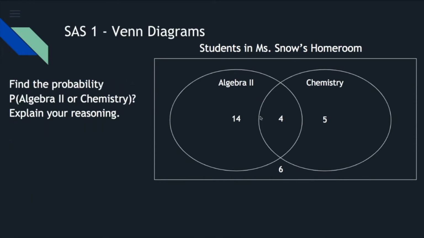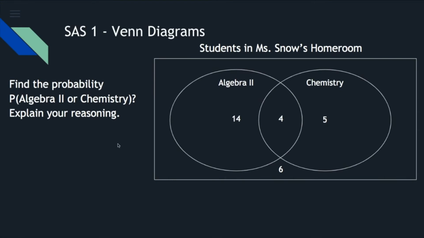What is the probability of randomly selecting a student that's taking Algebra 2 or chemistry? We need to explain our reasoning. So Algebra 2 or chemistry, that's not both, is it? Either they're taking Algebra 2 or they're taking chemistry. Not neither or not both. So it's 14 and 5, and we add those two probabilities together.